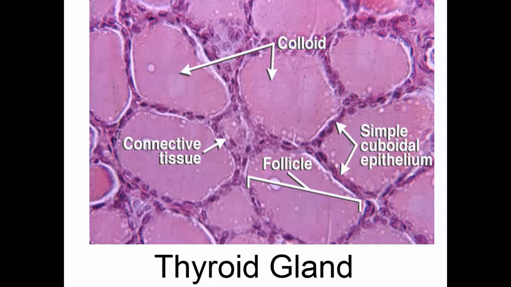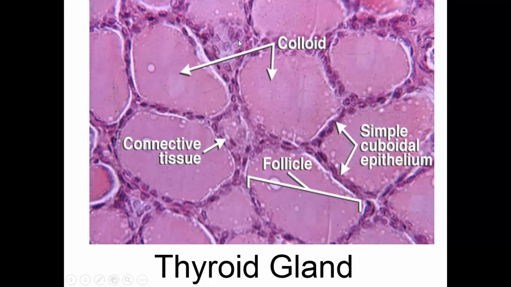This is a cross-section of the thyroid gland. There are follicles that contain colloid. Colloid is the precursor to the metabolism hormones, T3 and T4. These follicular cells are involved in manufacturing that.